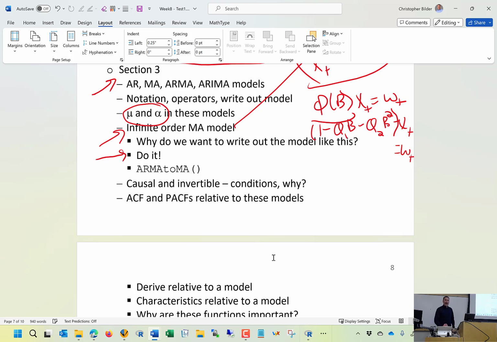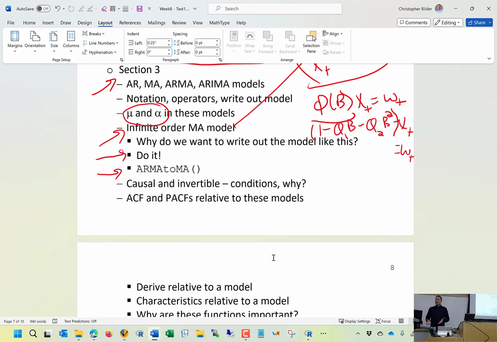Make sure you can actually do it. You can actually do it on the tests. If I gave you AR(1), could you actually go through the derivation? Now, we also have a function that's available to us in R that helps simplify some of this. We have this ARMAtoMA.